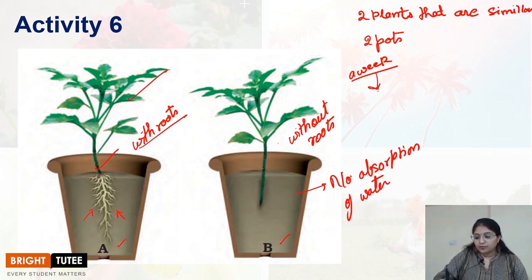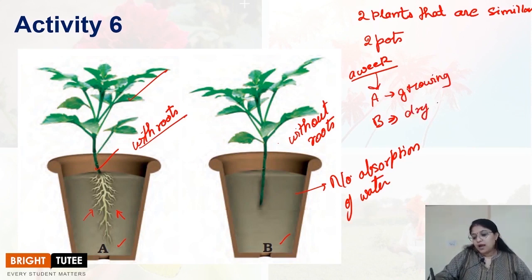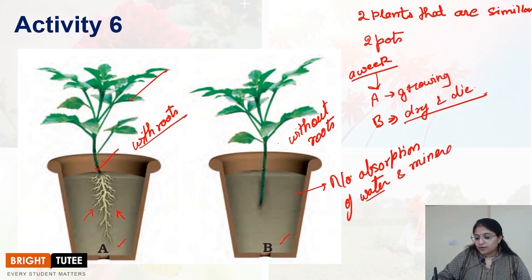So after a week, if you see, plant A will be growing, whereas plant B, what will happen to plant B? It will dry and it will die in some time. So this shows that the root has an important role in survival, and one of the functions is the absorption of water and minerals from the soil, right? So in this way, students, we perform this activity to understand an important function of the root.